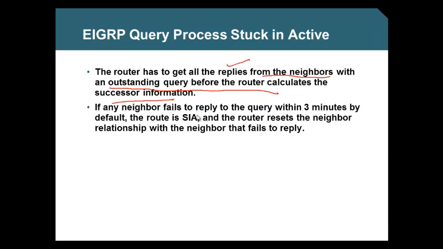What is resetting the neighbor relationship? It will say, I am not your neighbor anymore. And then when a new hello comes from the neighbor, it reestablishes, which is going to be disruptive. This will impact every router in the autonomous system, not only the immediate router.